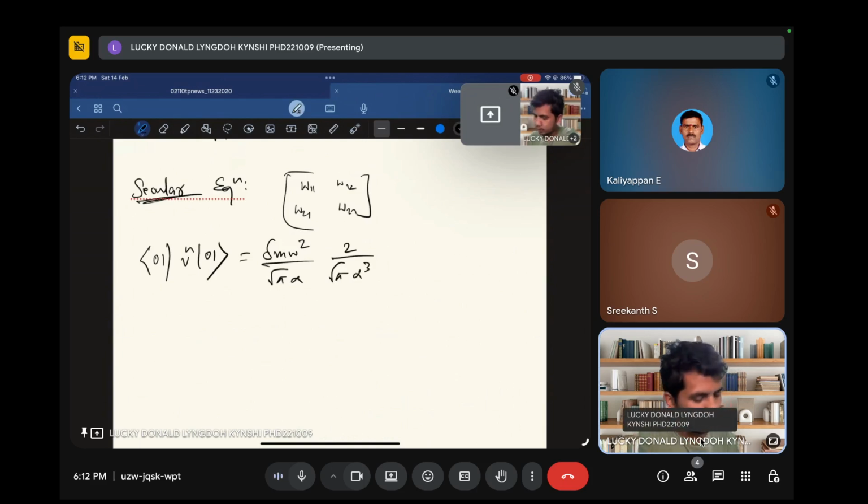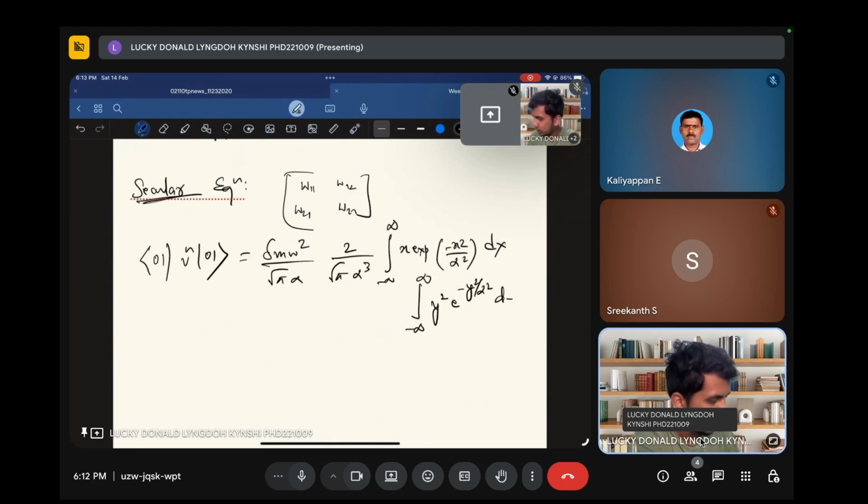Okay, and then you do the integration for x and y. So from minus infinity to plus infinity x e to the power minus x square by alpha square dx, and similarly for your dy, you get minus infinity to plus infinity y square e to the power minus y square by alpha square dy. Since this is an odd term, it will go to 0. So the whole term is equal to 0. So the first order correction term for your 0, 1 state is equal to 0. Similarly for your 1, 0 state, V prime 1, 0, if you solve this you will also get 0.